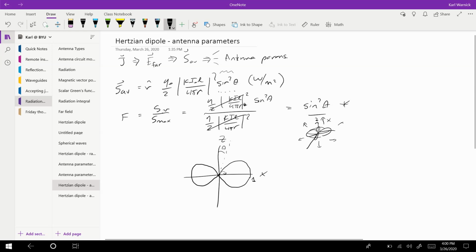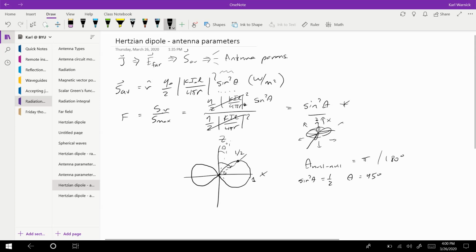Okay, next thing we want to do is get the beam width. The null-to-null beam width is easy. We go from straight up to straight down. So the theta null-to-null beam width in this case is pi or 180 degrees. Okay, the 3dB beam width is usually more important than the null beam width. So what we want to do is we want to go down to the angle where the value is equal to 1/2 of the peak value. So we set sine squared theta equals 1/2, and the theta that comes out of that is 45 degrees.